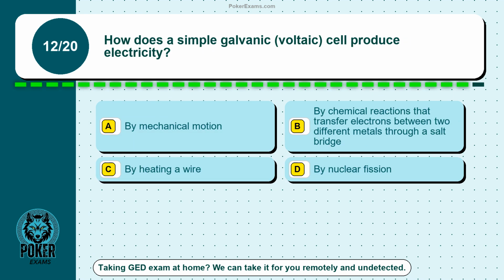Question 12. How does a simple galvanic, voltaic, cell produce electricity? Option A. By mechanical motion. Option B. By chemical reactions that transfer electrons between two different metals through a salt bridge. Option C. By heating a wire. Option D. By nuclear fission.